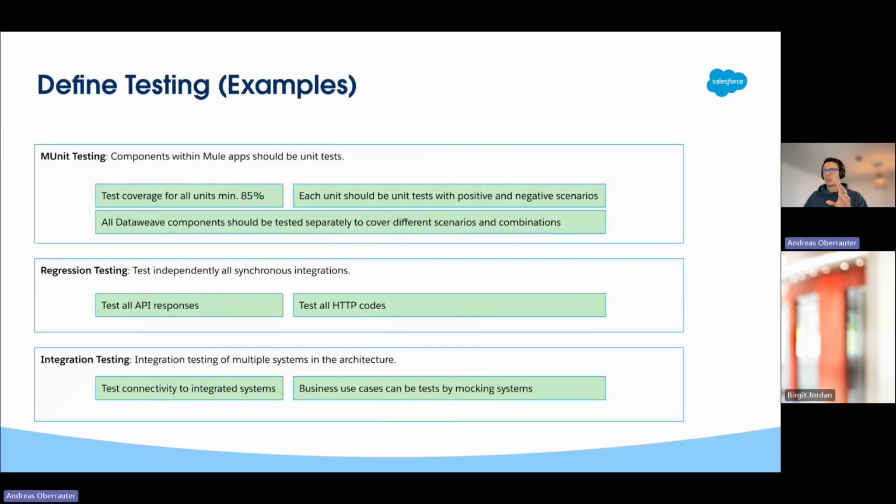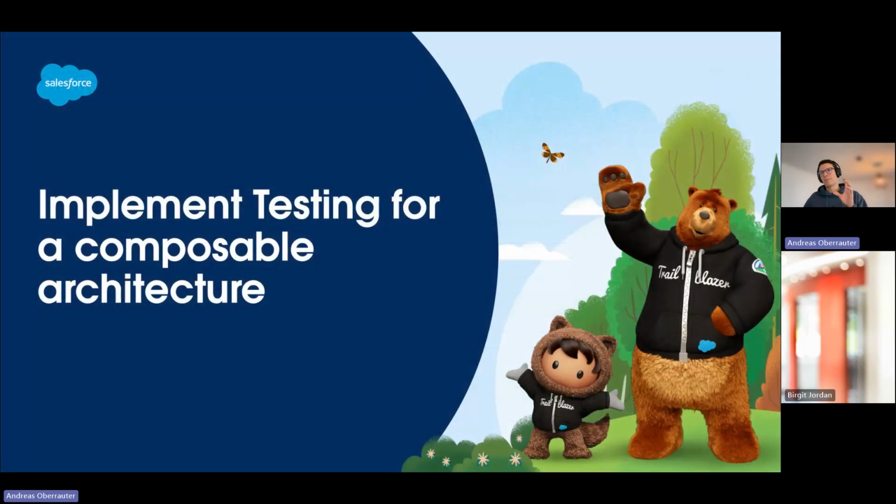As soon as I define those testing types, I try to think about how we are going to implement them into our composable architecture or API-led architecture. Because there can be different options on how you do testing in the end, because we have those three different layers, right? And there are always questions: do I have to trigger the experience API? Do I have to trigger the process or the system API, or even all of them? And I always try to define what we really understand by this integration testing type in the end.